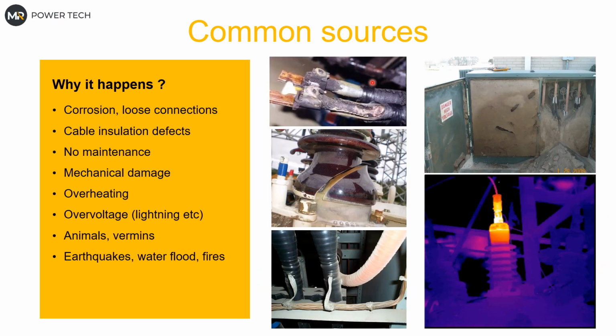Corrosion and loose connections caused, for example, by overheating, or mechanical damage, like here on the isolator. We can have overvoltage, we can have damage to cables. We can have animals, vermin, depending on where you are located. Different ones, like we have rats, mice mostly, but in other places like termites. Earthquakes, water floods, fires, those are external things which we don't really control.